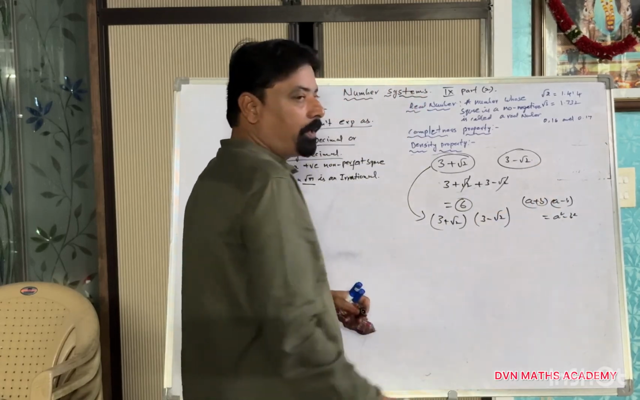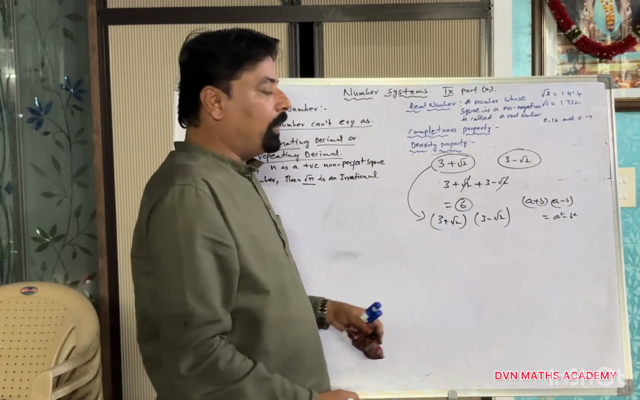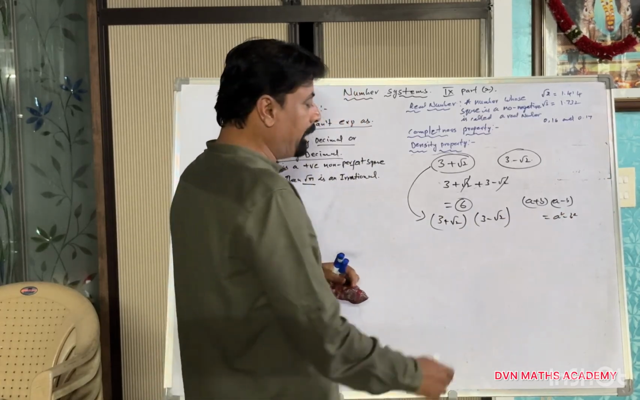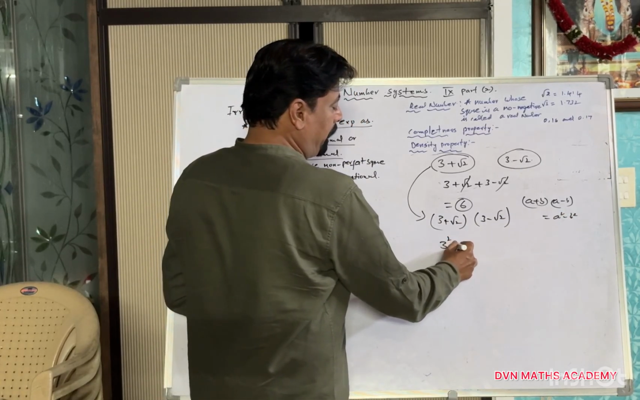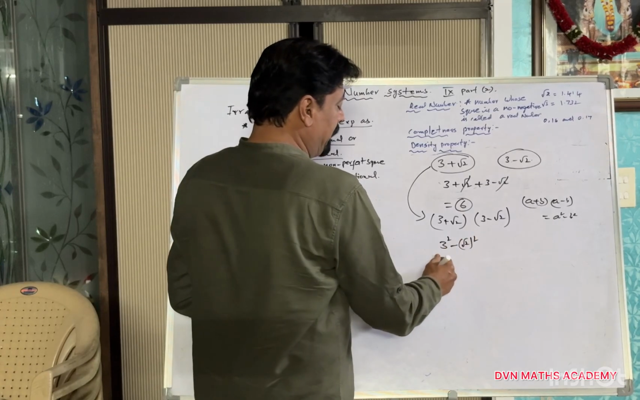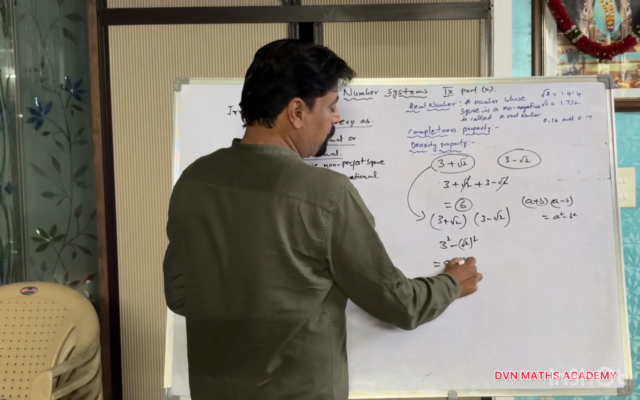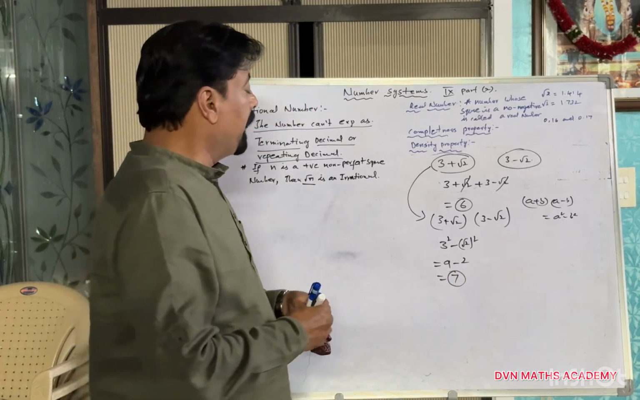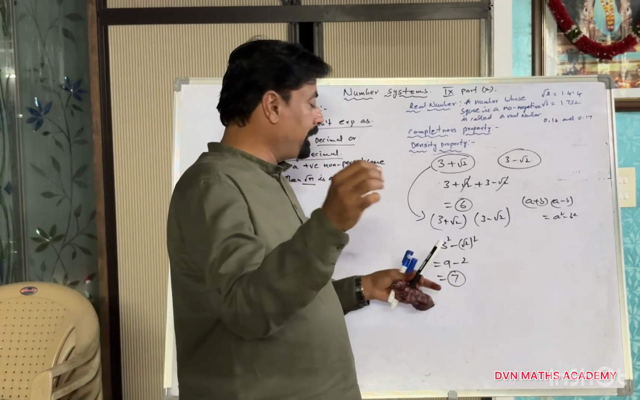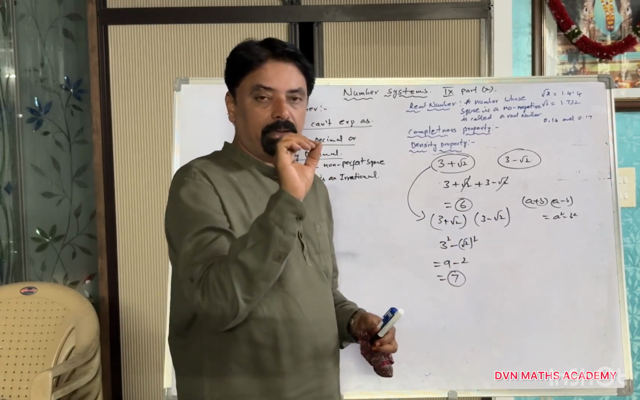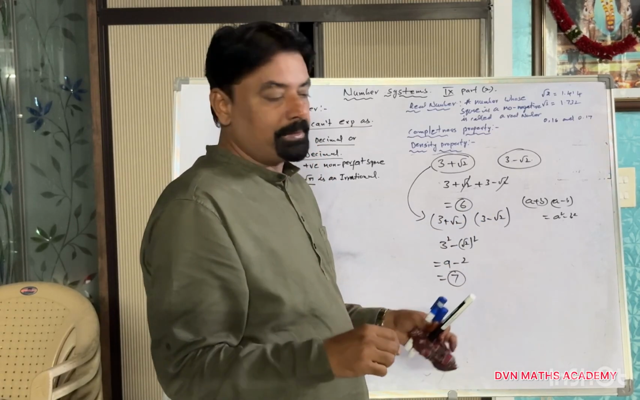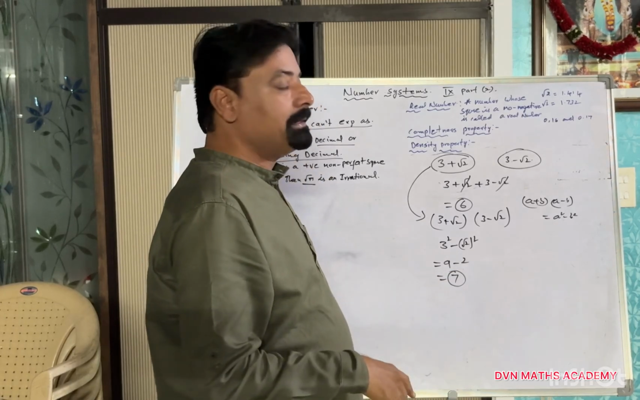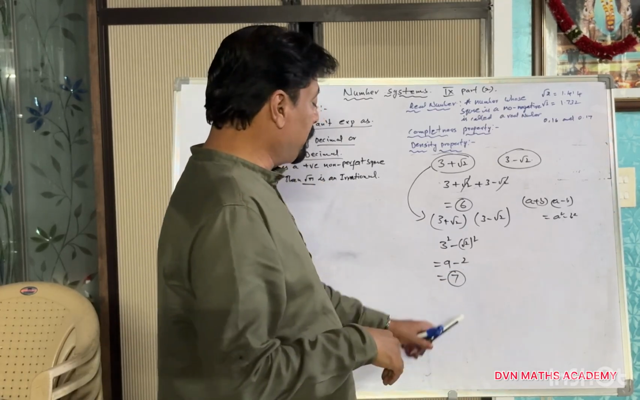If you apply this property on this product, a plus b into a minus b equals a square minus b square. Hence, it will be 3 square minus root 2 whole square. Then it will be 9 minus 2. Therefore, it will become 7. So, I am explaining my statement. It is wrong. The product of two irrationals is not always irrational. Sometimes the product of two irrationals is a rational number, because here 7 is a rational number.